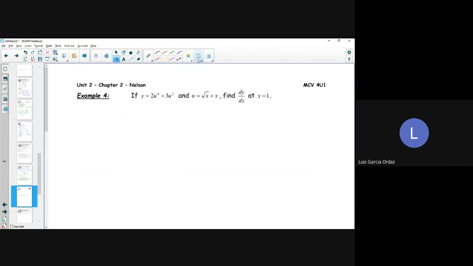So we have example 4. If y is equal to 2u to the 4 plus 3u squared, and u is equal to root x plus x, we want to find dy over dx at x equal to 1. So based off our definition, we know that dy over dx is equal to dy over du times du over dx.